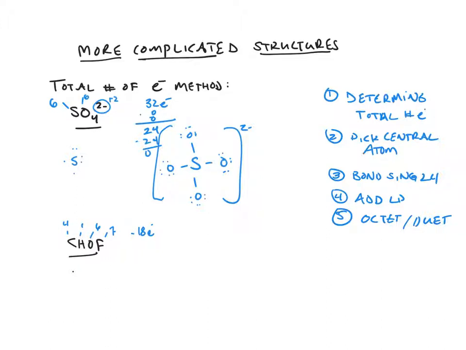Fluorine's the most electronegative element. Oxygen's highly electronegative. Carbon is slightly more electronegative than hydrogen, but remember, hydrogen can't go in the middle because it can only form one bond. So I'm going to put carbon in the middle.